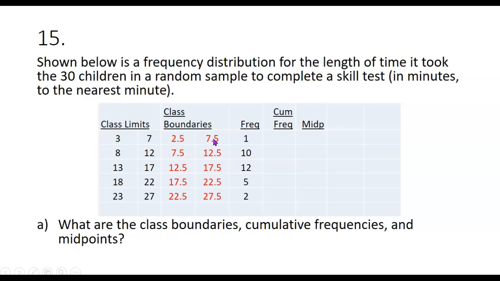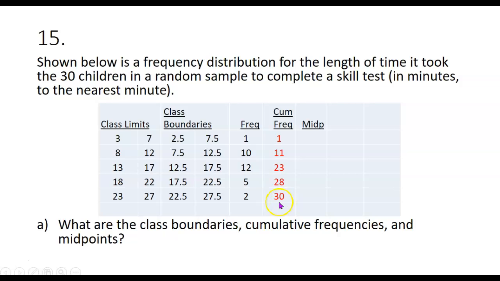And the upper boundary of one class is exactly the same as the lower boundary of the next class, because that number is the boundary point separating those two classes. If you're on one side of 7.5, you're in the first class. If you're on the other side of it, you're in the second class. For the cumulative frequencies, cumulative means they accumulate, they add up. So we start with just 1, but then 1 plus 10 is 11, plus 12 is 23, plus 5 is 28, plus 2 is 30.